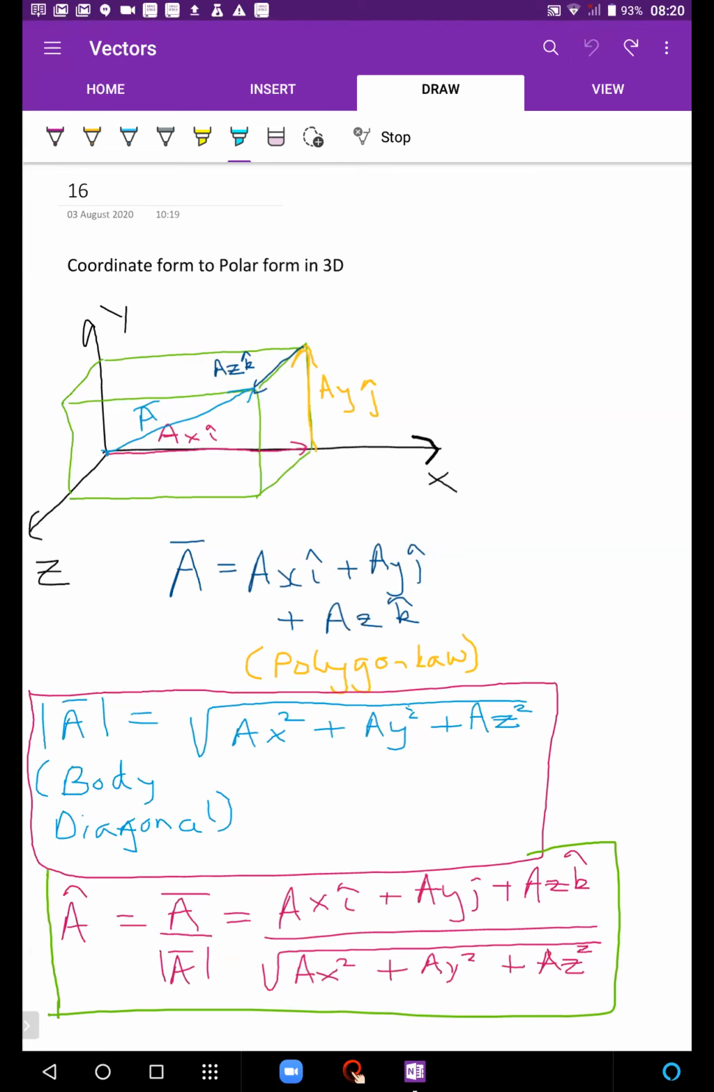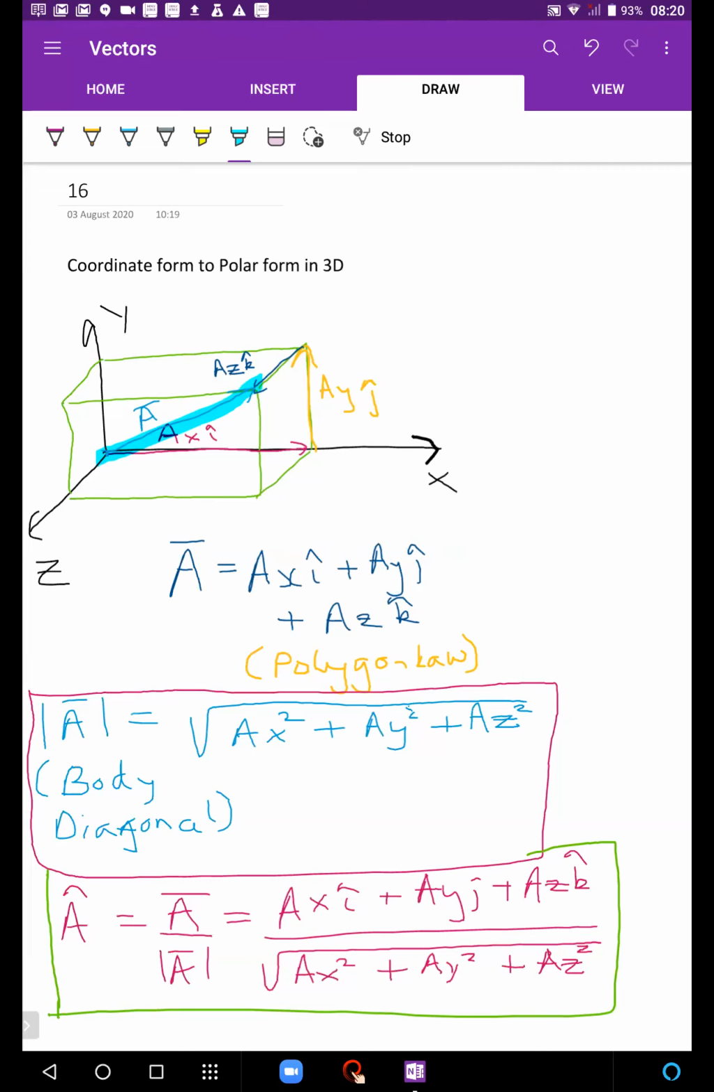So A is the body diagonal as well as the resultant side of the polygon. Yes. A bar is the resultant. It also forms the body diagonal in this case. It is also one of the body diagonals of this polygon.